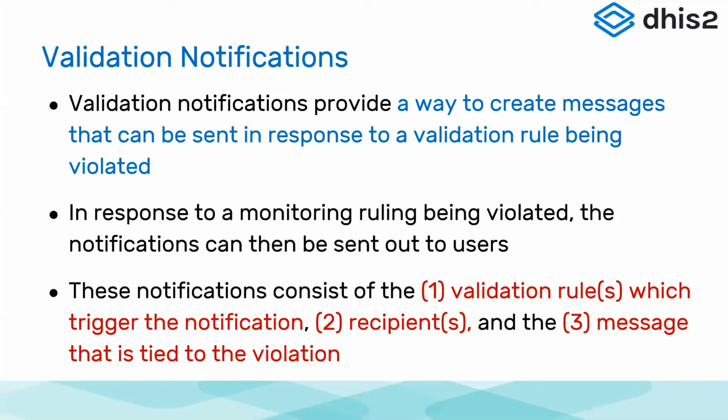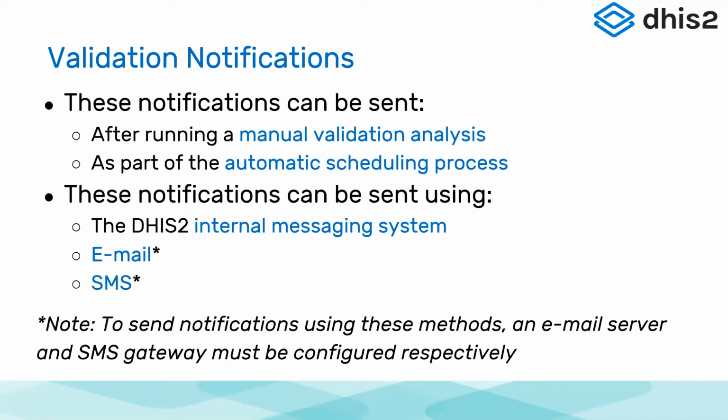A validation notification consists mainly of three parts: the validation rule or rules which trigger the notification, that means the violated validation rules, the recipient, and the customized message.